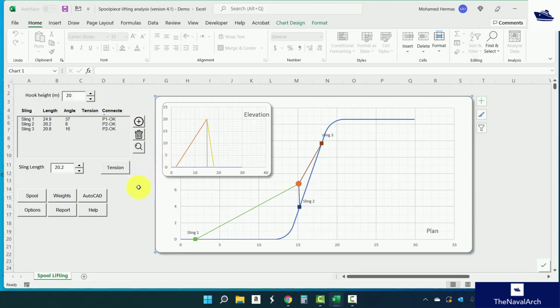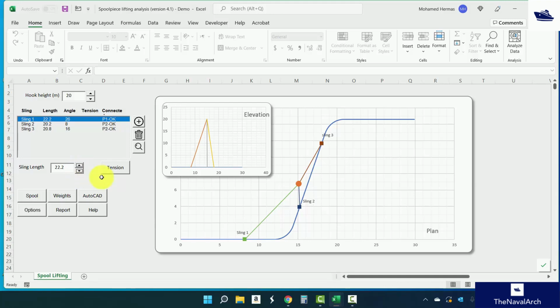Now let's try something. Let's try for sling number one here. Let's make it shorter. We mark it here like this and make it shorter. As you can see, the attachment point is moving around as we reduce the length of the sling, because with each click the simultaneous nonlinear equations are solved to get the attachment point, as we explained at the beginning of the video. So this is the idea of the thing.